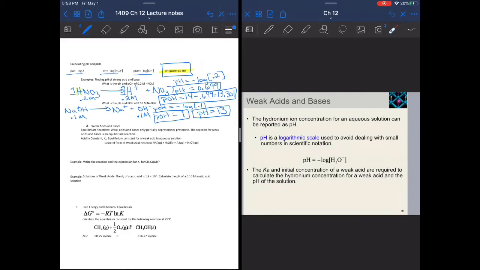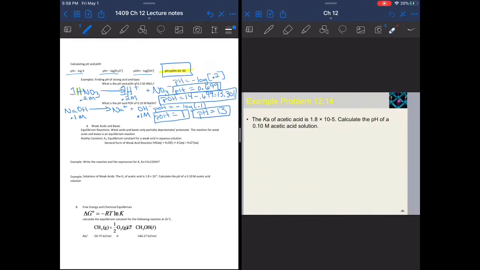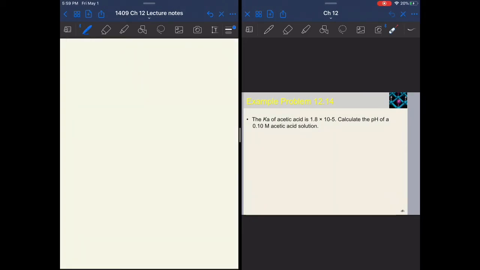Now, looking at what to do for weak acids and bases. We are going to use an ice table here. Now, I don't know if I left enough room here, so I am going to go ahead and give us a bit more space, and we're going to solve this problem here. It's on the slide, and you have it in front of you in your notes, so we're going to go ahead and solve that here on this blank page.